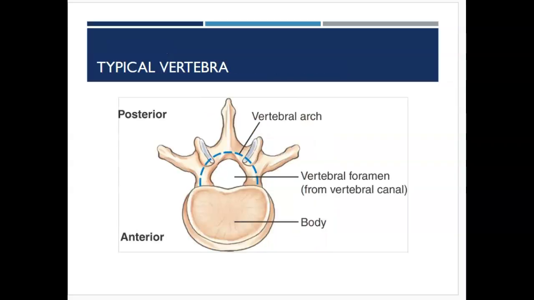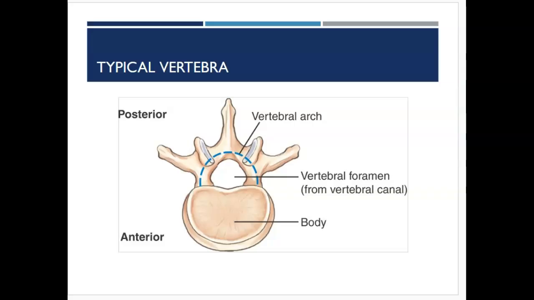So to start, we're going to learn what a typical vertebrae looks like, and then we'll go into each vertebrae, specifically looking at the C, T, and then eventually the L spine. But if you know kind of what a typical vertebrae looks like, it's going to be helpful when we do learn the individual CTL vertebrae going forward.